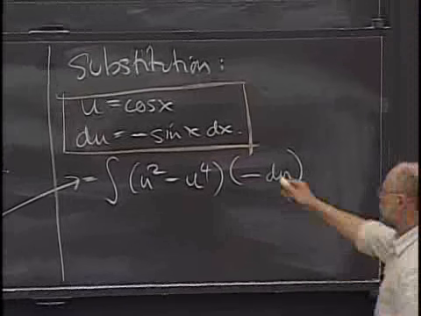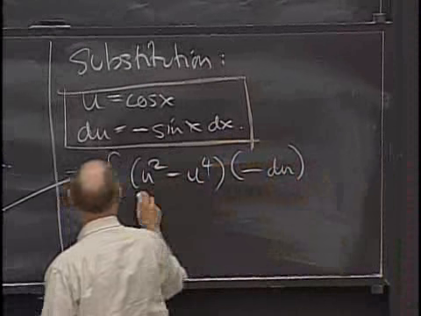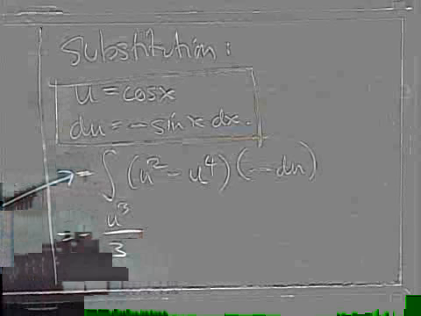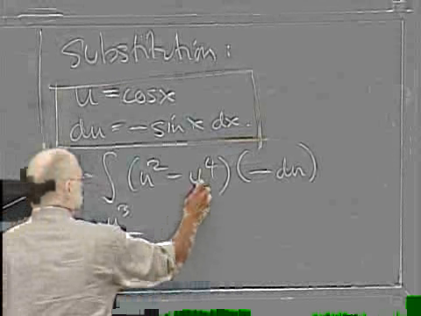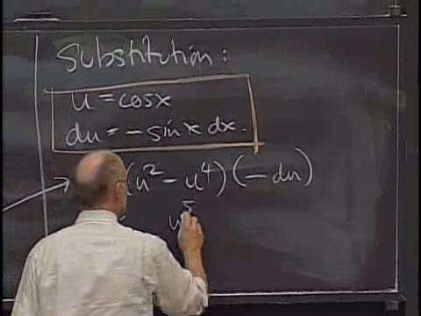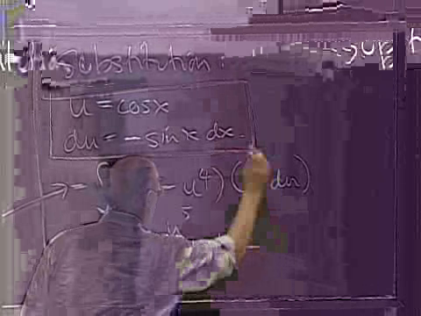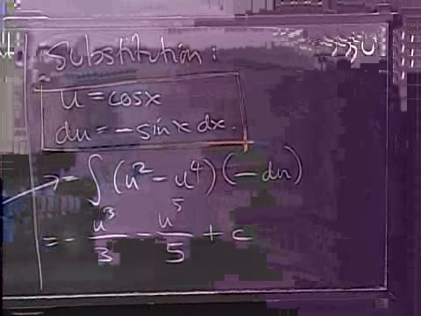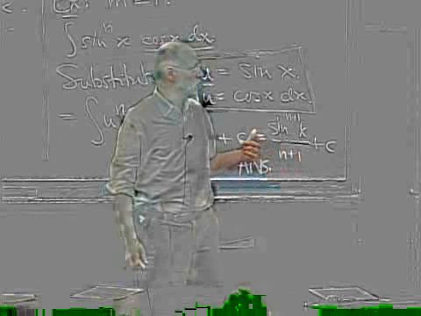But that's okay. The minus sign comes outside, and I can integrate both of these powers. So I get minus u cubed over 3. And then this fourth power gives me a fifth power when I integrate. And don't forget the constant. Am I done? Not quite done. I have to back substitute and get rid of my choice of variable u and replace it with cosine of x.